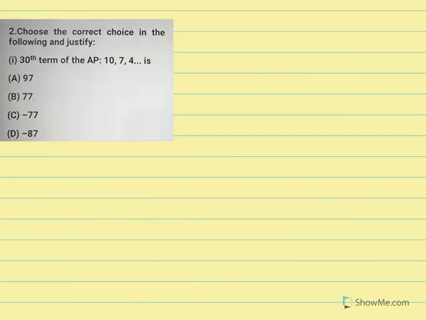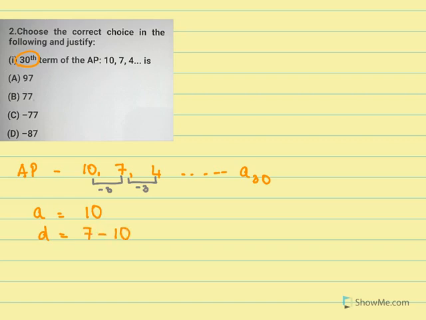Choose the correct option in the following and justify the answer. The 30th term of the AP. Our AP here is 10, 7, 4, and it goes on. And we need to find the 30th term, a_30. In this AP, my first term is 10. And you'll notice the common difference is minus 3. When I find the common difference, it will be 7 minus 10, which is equal to minus 3. And I need to find my 30th term.